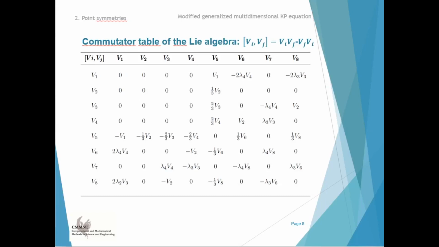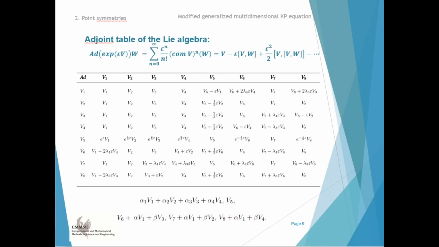Therefore, we calculate the commutator table. We note that the table is antisymmetric with diagonal 0, and it's a closed operation. These are necessary conditions of every commutator table. With this, we calculate the adjoint table of the Lie algebra. We use the adjoint table to obtain the optimal system of the Lie algebra generators, and then we will use these generators to reduce the equation under study to other equations.